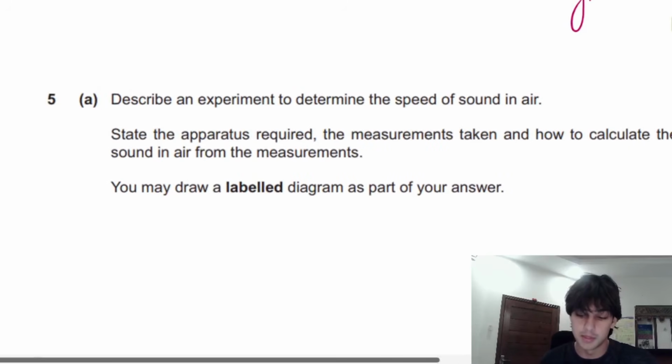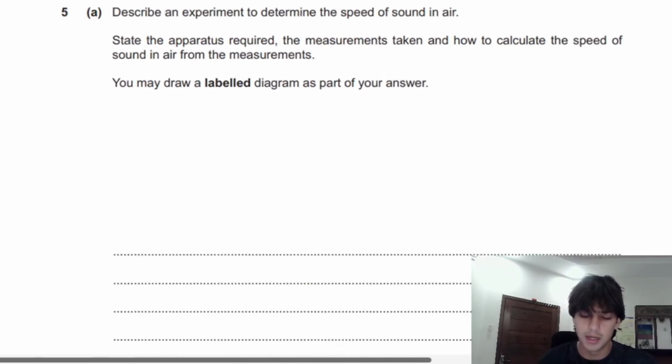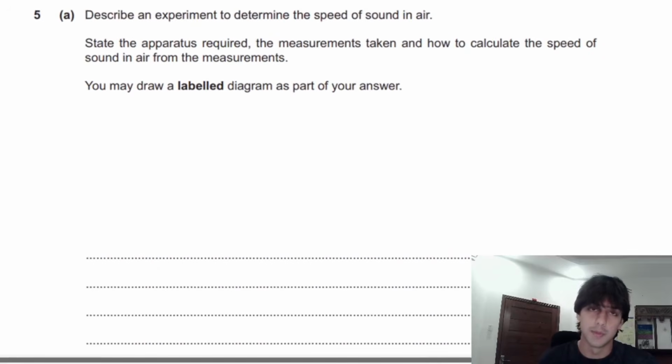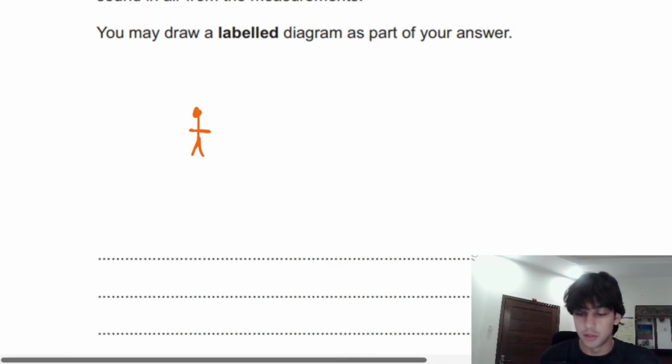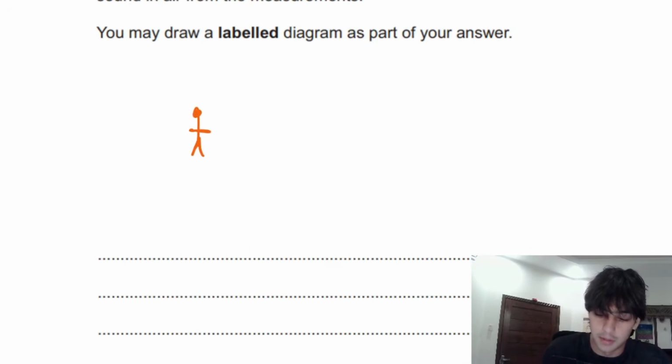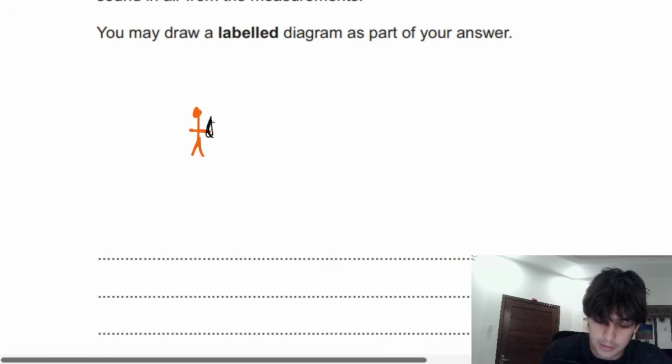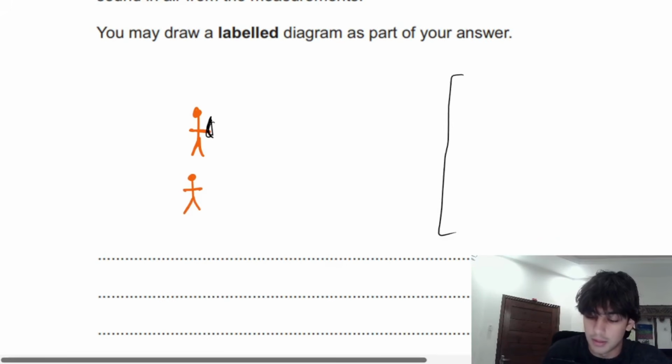Describe an experiment to determine the speed of sound in air. There are a bunch of ways to go about this, so I'll go with my favorite, which is the echo method. In the echo method, you're going to have a person holding an instrument, like a trombone or something, and another person standing right next to him. There's going to be a wall ahead of them.